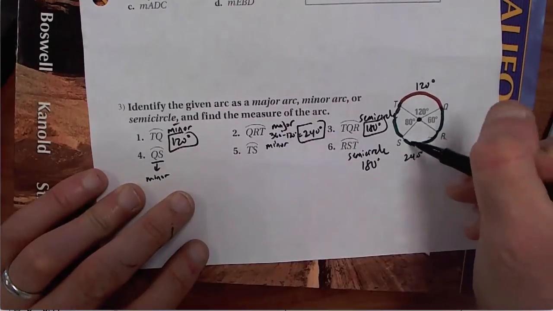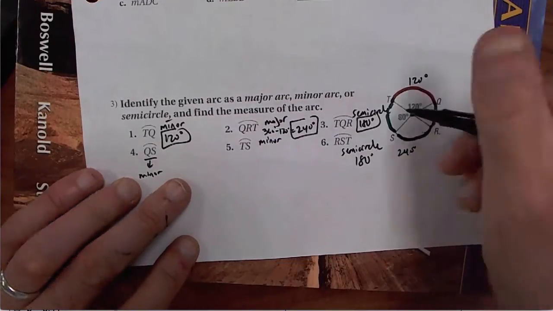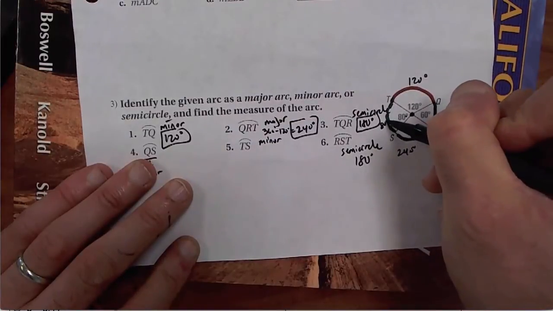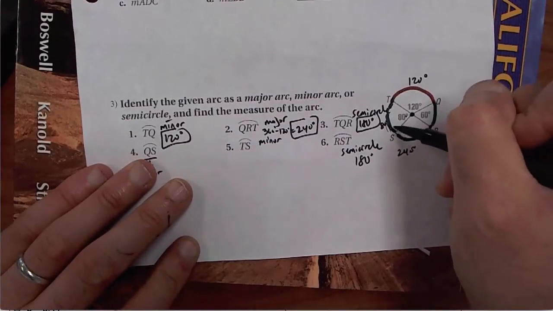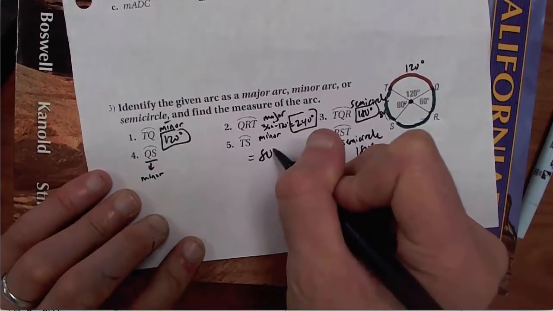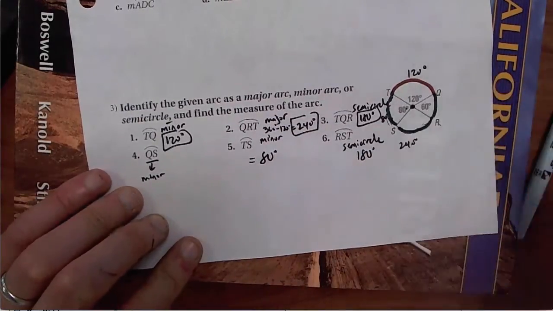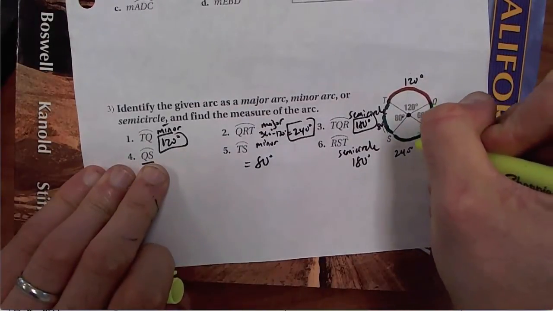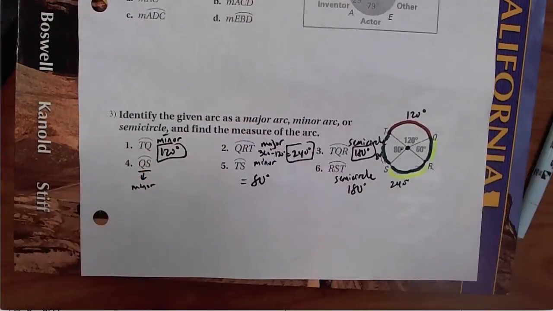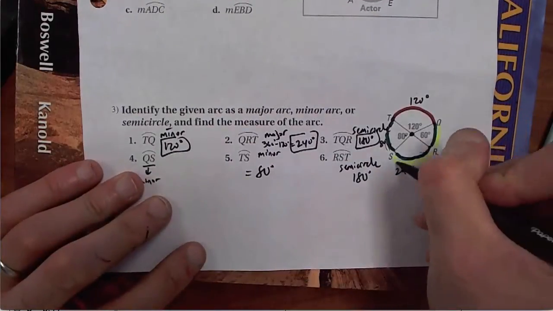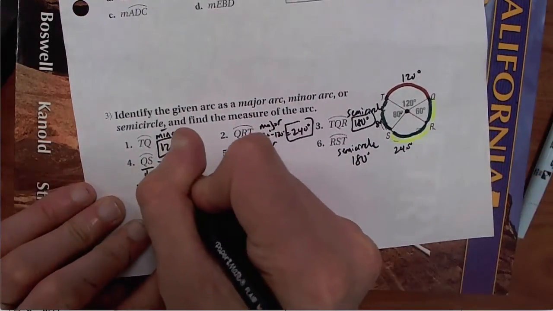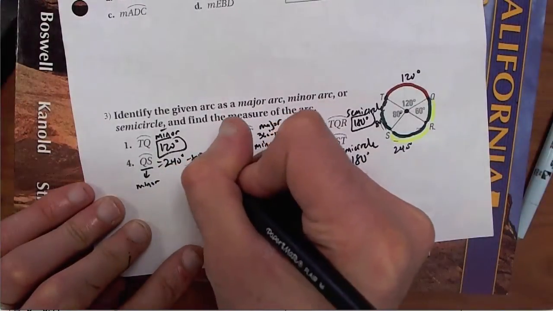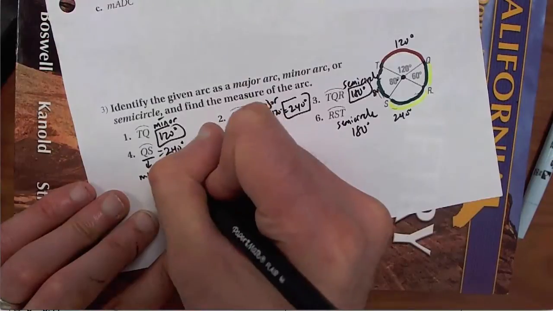QS, let's see, well, we already know the whole thing is 240. If this is 80, that means this piece here, TS, is 80. So let me just go ahead and write that. TS is 80 degrees. Right? So the whole final piece here, QS from here to here, I could find by taking 240, which was this guy, minus this 80 right here. And that would give me 160.